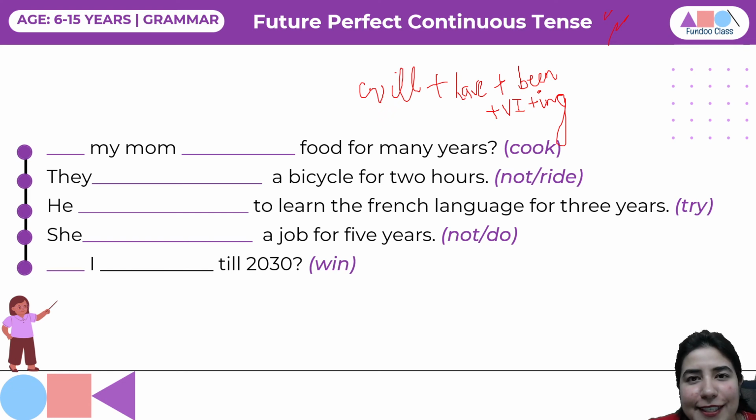The formula I've written again for your convenience. Quickly complete the remaining blanks. In case you have to make a negative sentence, you have to insert not, like we always do, after have, and if you have to make a question, you have to simply interchange the position of the subject with will.